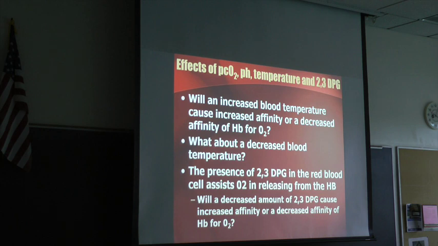Now with blood temperature, will an increased blood temperature cause increased affinity or a decreased affinity of hemoglobin for oxygen? Increased blood temperature would be like having a fever or being sick. And usually the body makes sense. Do you think the body would want to let go of oxygen easily and let the tissues have it, or would it not want to let go? It would want to let go because you've got increased metabolism in the tissues to try to fight the infection. It's going to have a decreased affinity so that oxygen is released more readily into the tissues.